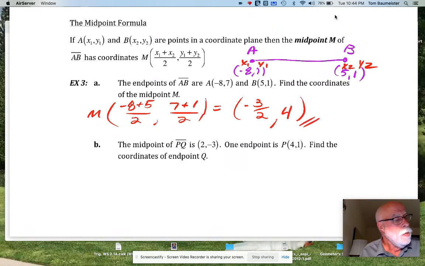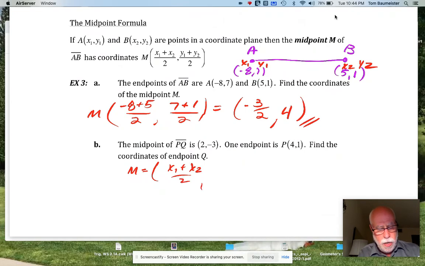Okay. Now the second one is a little different. It is telling us that we know the midpoint and we have to find one of the endpoints. We're given one of the endpoints, we just don't know what the other one is. But again, I'm still going to use the same formula. So on this one here, I'm going to say M is equal to, again, (x1 plus x2) divided by 2, and (y1 plus y2) divided by 2. In this case here, it is telling us our midpoint is (2, negative 3).